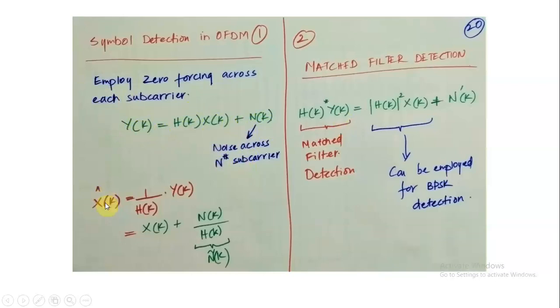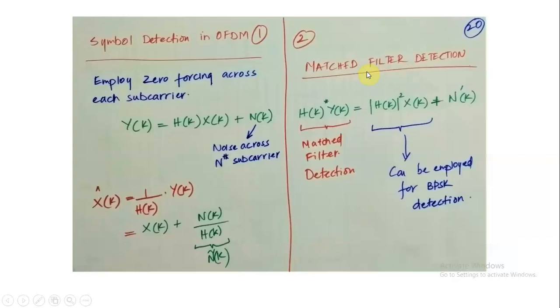So the estimated symbol at carrier k is given by y_k upon h_k, where h_k is estimated beforehand by transmitting pilot symbols. When we do this, the estimated x_k would be equal to x_k plus some noise factor, which is also divided by h_k. So this is n dash of k. Depending upon the noise and the signal to noise ratio, we will have a good estimate of x_k, a bad estimate of x_k, or an average estimate of x_k.